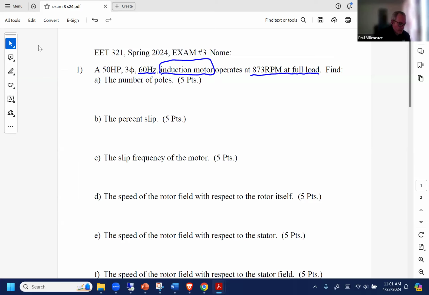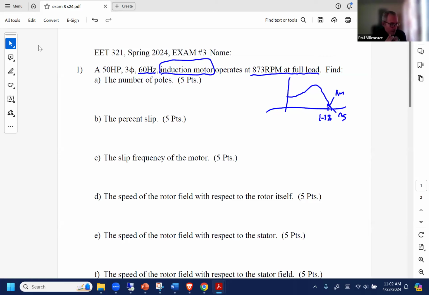And so if you remember from your torque versus speed characteristics, it kind of went like this. And what we said is most induction motors operate at this slip, so 1 to 3% slip, which is very close to synchronous speed. So your mechanical speed is 873. If you look closely at that, what you realize is that your synchronous speed should be relatively close to 873.